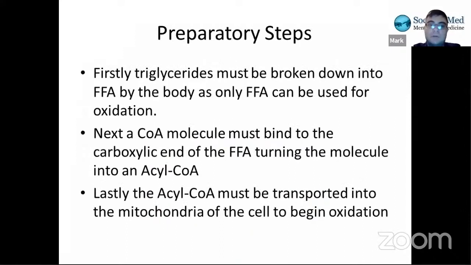Firstly, most of the food that you eat, like the fat itself, is in triglycerides. So that must be broken down into free fatty acids by the body, as only free fatty acids can really be used for oxidation. Next, a CoA molecule must bind to the carboxylic end of the free fatty acid, turning the molecule into an acyl-CoA. Don't be confused with acetyl-CoA.